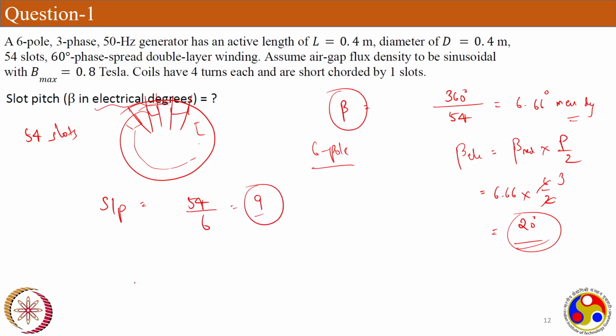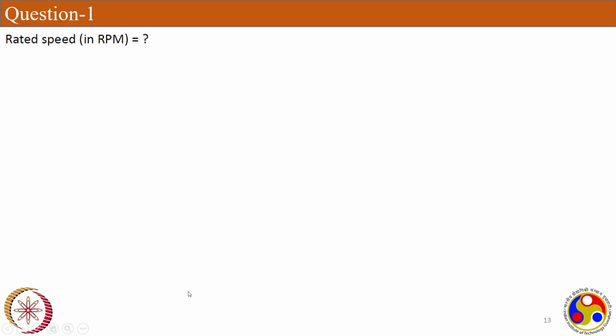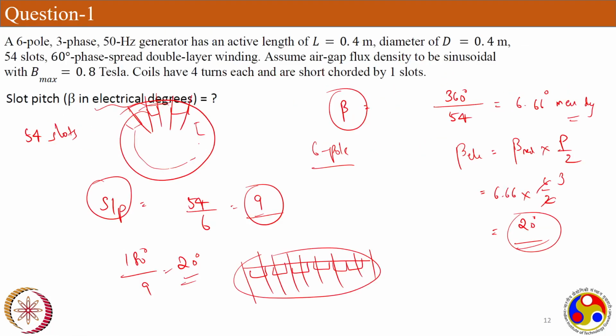Now each pole has 180 degrees electrical. That also we know. Each pole has 9 slots, and each pole spreads over 180 degrees electrical. So we know 180 and there are 9 slots, so it will be easy. Electrical 180 by 9 would also give you 20-degree slot pitch. So that's another way. You can go through the mechanical way or the electrical way. Anything is fine, but remembering the concept is important.